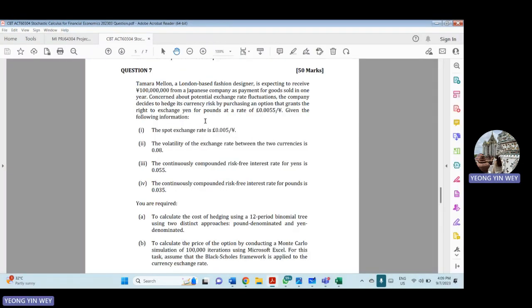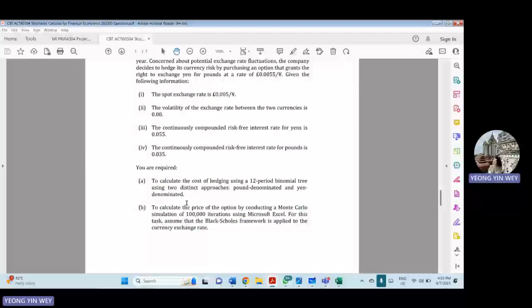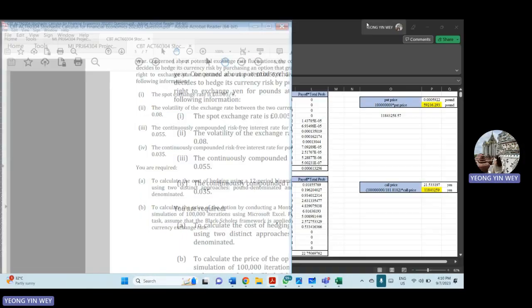Next, let's talk about question 7. A London-based fashion designer is expecting to receive 100 million yen from a Japanese company in 1 year. The company decides to hedge its currency risk by purchasing an option that grants the right to exchange yen for pounds at a rate of 0.055 per yen. Given the following information, we are required to calculate the cost of hedging using a 12-period binomial tree, pound denominated and yen denominated. We will be using Excel.